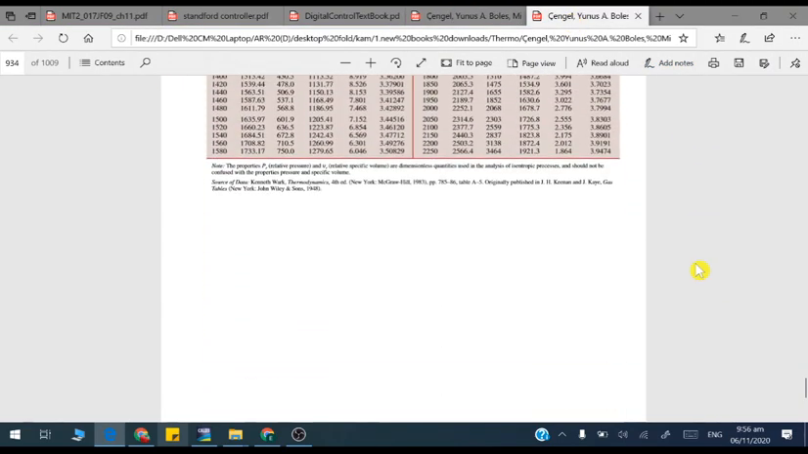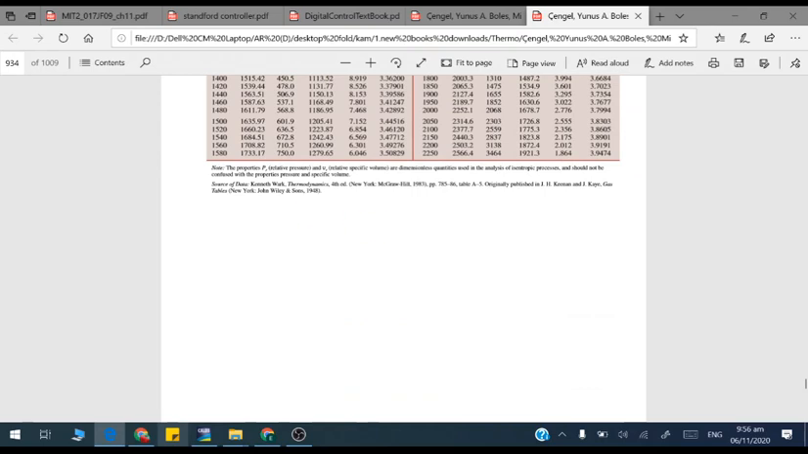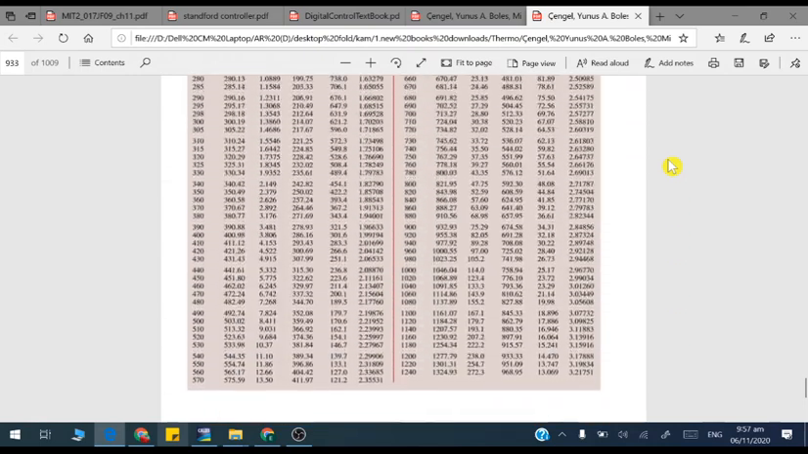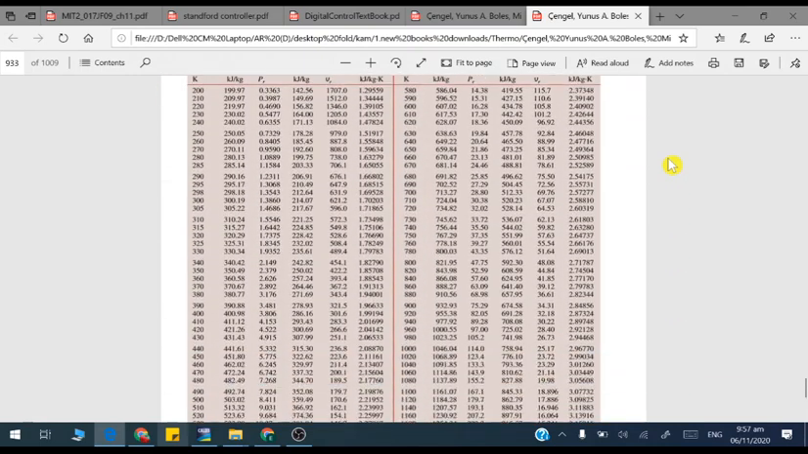If you go to the bottom line here, the properties PR, relative pressure, and VR, relative specific volume, are dimensionless quantities used in the analysis. So these are used in the analysis of isentropic processes, and you should not confuse them with the properties pressure and specific volume. PR and VR are relative pressure and relative specific volume we use in the analysis. So now we have this one.